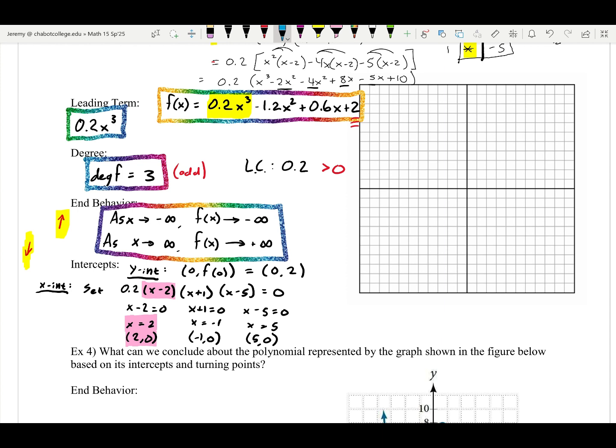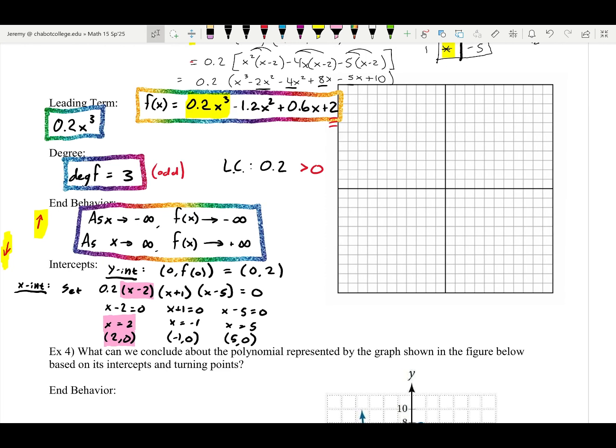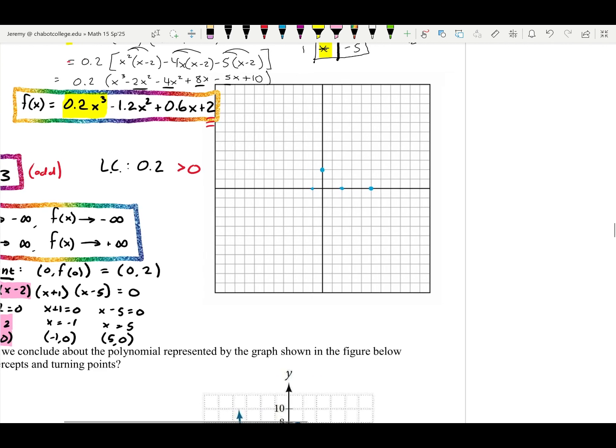So now that I have all this information, I'm going to go ahead and plot these points and start graphing it. I have x-intercepts at 2, negative 1, and at positive 5. I have a y-intercept at positive 2. I know my end behavior is going to go down on the left and up on the right. So already I have a pretty good idea of what this graph is going to look like. I think it's going to be like this type of shape. But of course, what I just drew in is not good enough. We'll want to be a little more precise.